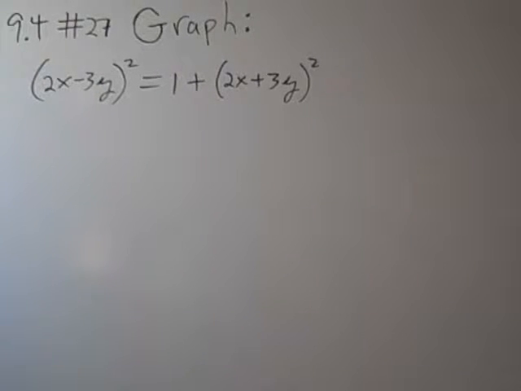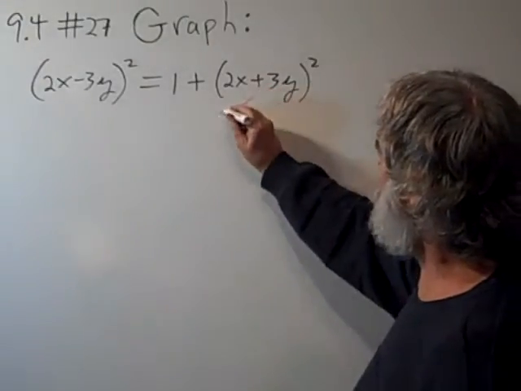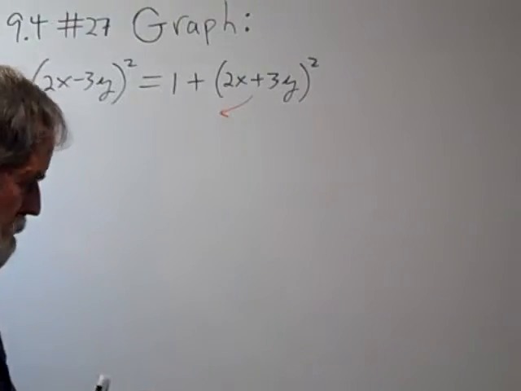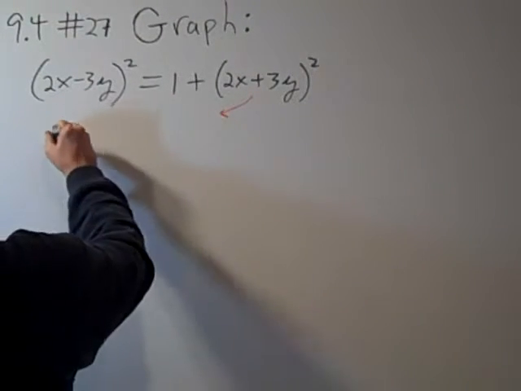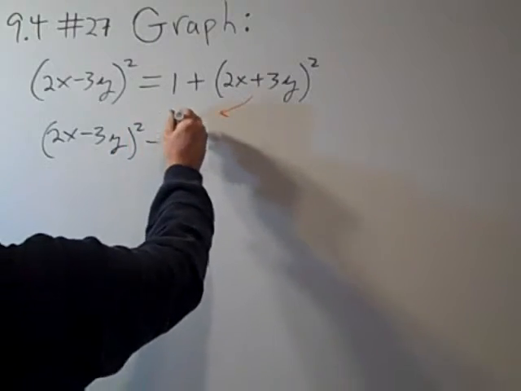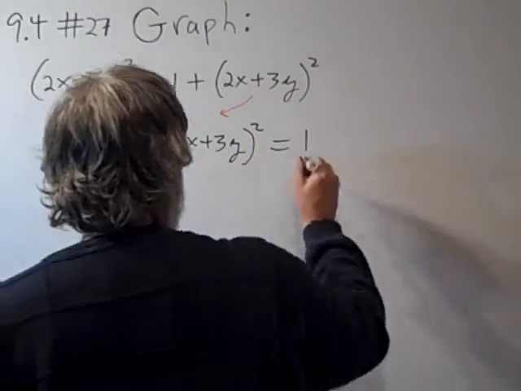Okay, to graph this one, let's first get all the terms on the same side of the equal sign. So subtract this term from both sides, so it shows up negative on the opposite side. We have (2x minus 3y) squared minus (2x plus 3y) squared equals 1.